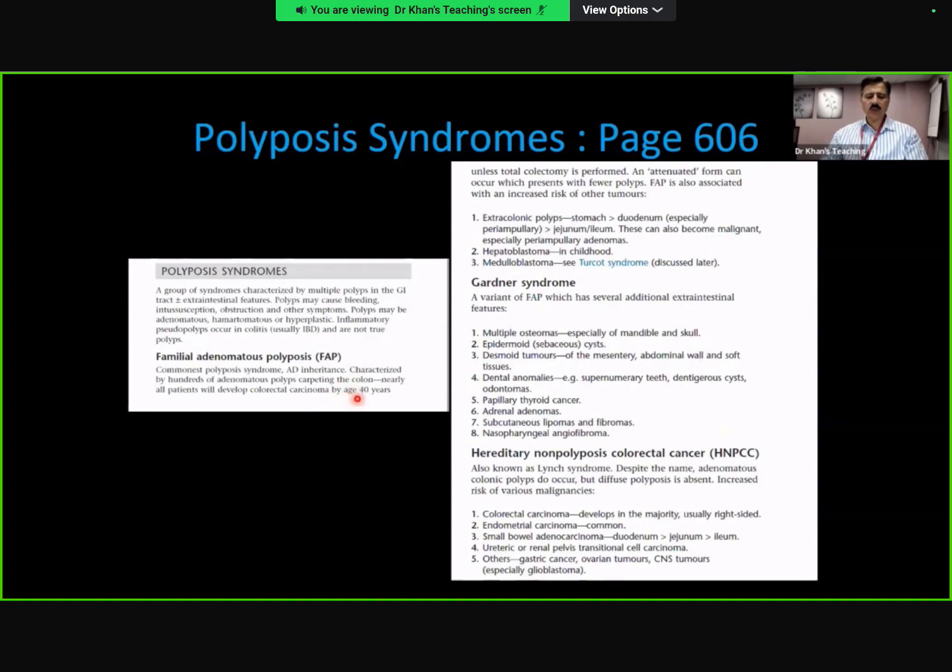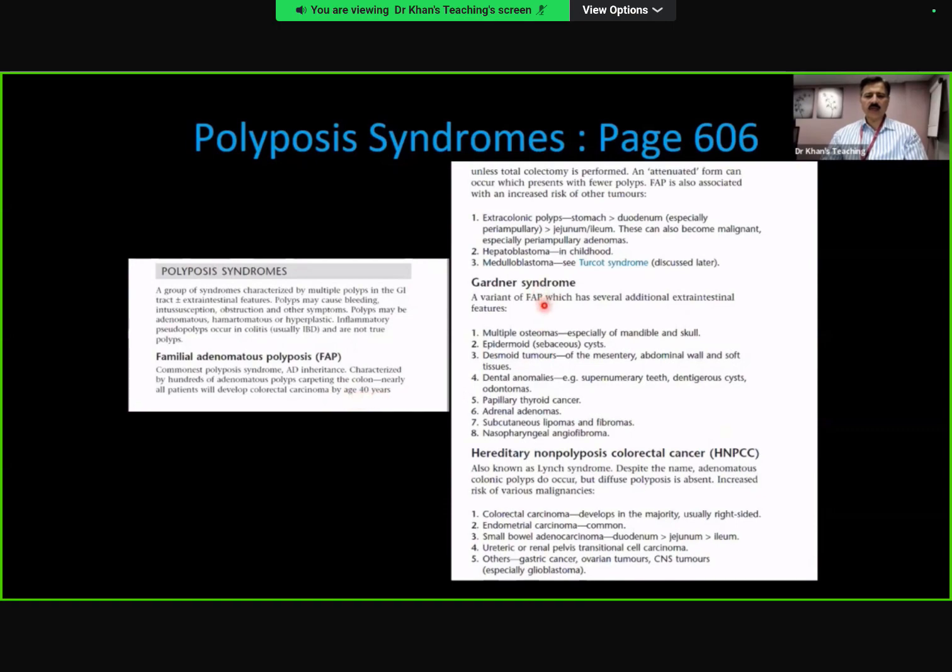This is a viva question. What are you going to advise? Colonoscopy, and of course, your answer was correct. The whole family should be advised colonoscopy. And the second thing is that ultimately all of them will have colectomy.